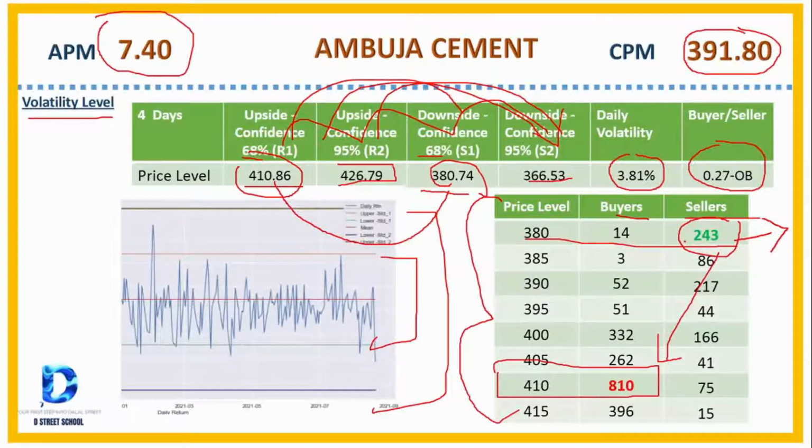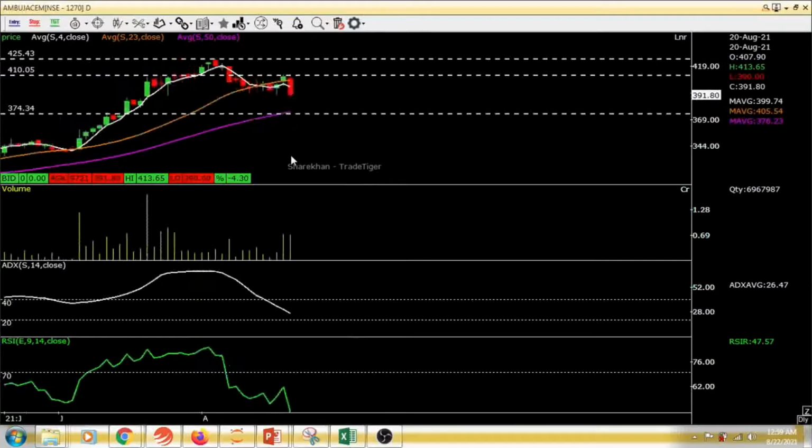This is a support area for the put option sellers, but there are chances it might break down since we don't have enough volume here. So in order to understand easily, this acts like a resistance, this acts like a support. Okay, so this is the statistical analysis of Ambuja Cement. Now we'll do the technical analysis.